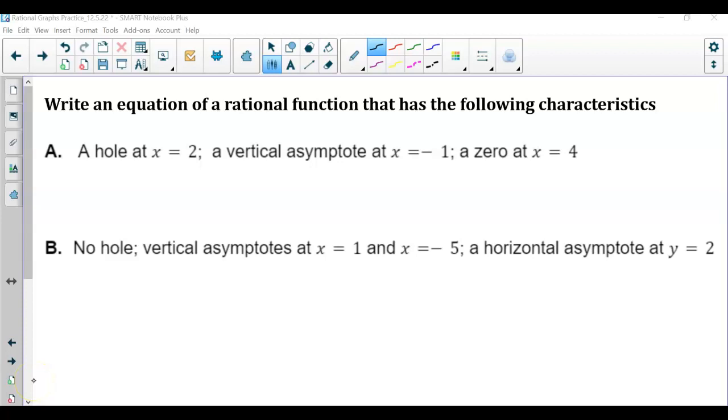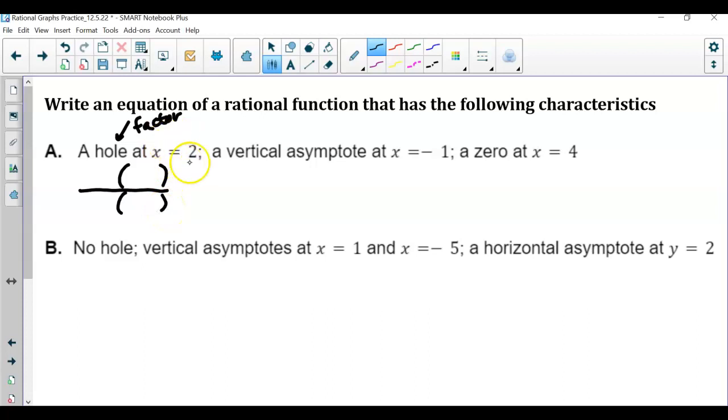So now with these, you're writing the equation based on the characteristics. I like looking at this, again, reading it from left to right and adding as you go. So here, I need an equation where there is a hole at x is equal to positive 2. Well, if you recall, the hole was always the common factor that canceled out. So that means I need the common factor in both my numerator and denominator.